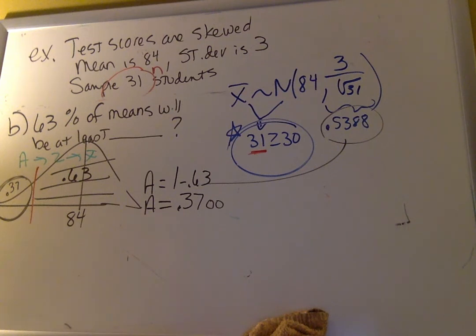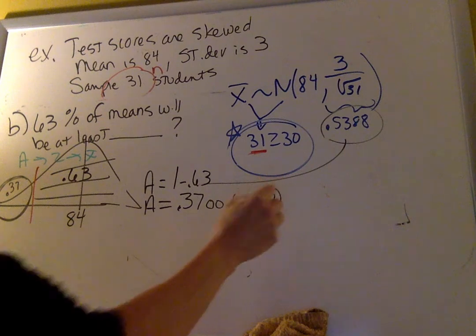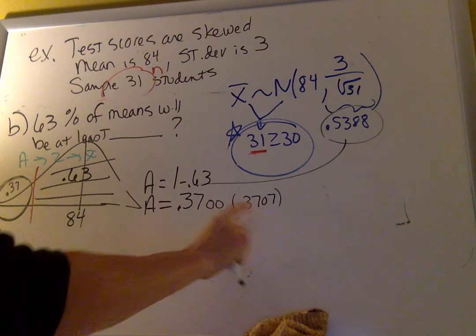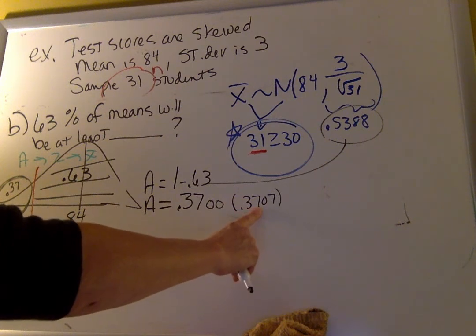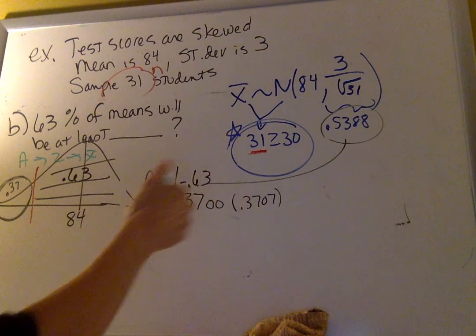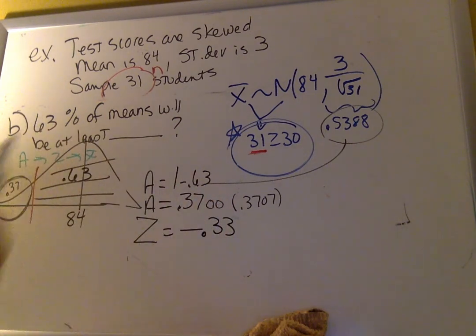When you look for 0.37, I had stopped at 0.3669, but then I checked the neighbors. 0.3707 is best. So that's actually the area that you're going to find. You're not going to find the 0.37 exactly. And when you find it, the z-score is negative 0.33, which makes sense. I knew I had to have a negative z-score, right?